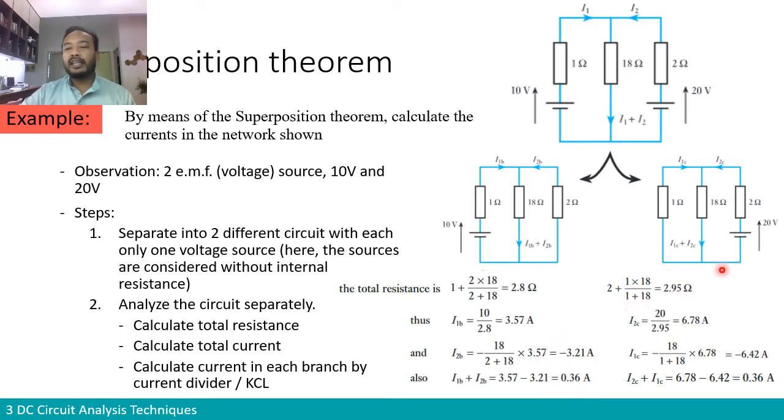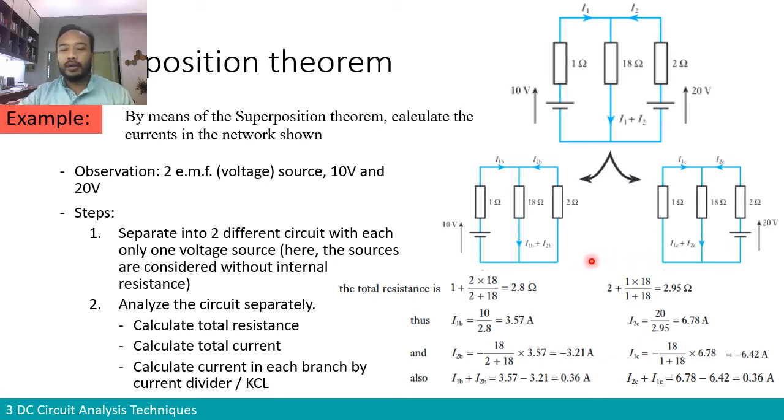The same analysis you do for the second part, where we are considering only the 20 volt source. You'll get all the currents: I1C, I2C, and I1C plus I2C. The analysis of the circuit separately is just the usual analysis where you reduce the resistances into the total equivalent resistance, and then calculate the current in each branch using either KCL or current divider, right?